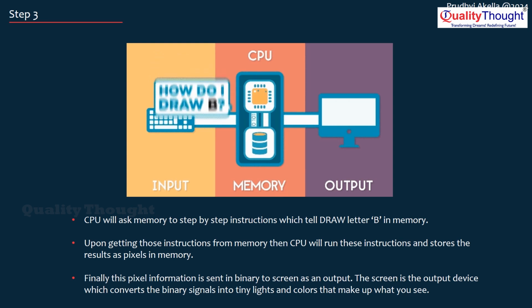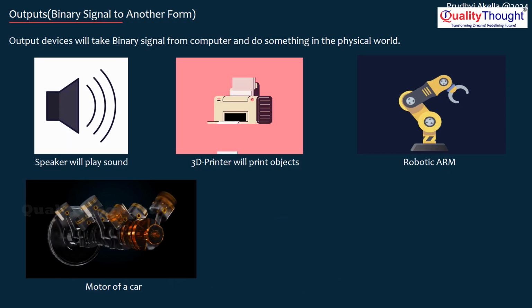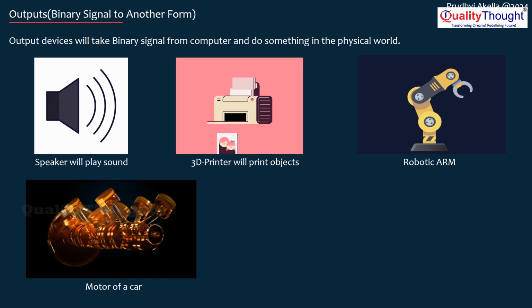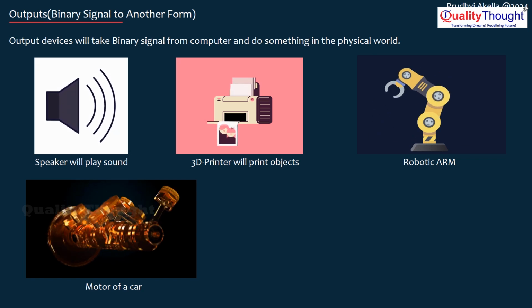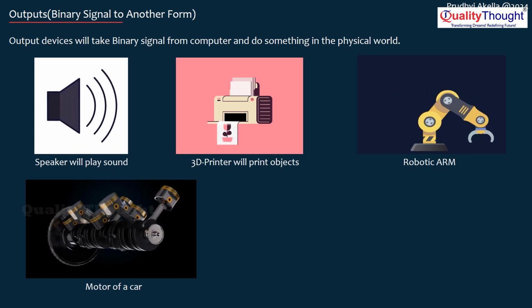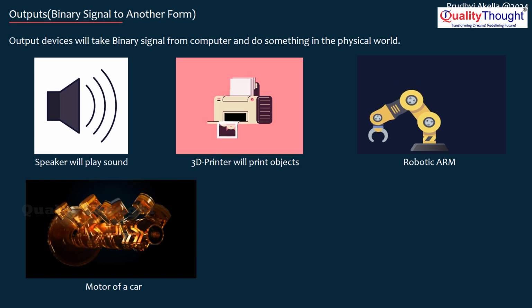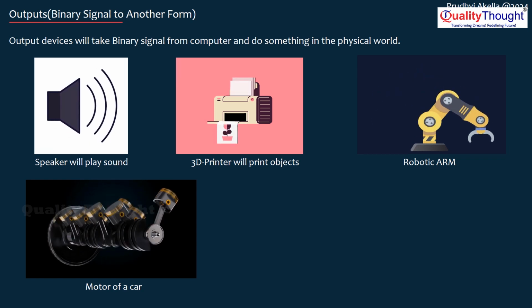The screen is the output device which converts the binary signal into the tiny lights and colors that make up what you see. Now, if you look at the output devices of a computer, their responsibility is to convert the binary signal into another form. Let's say you take a speaker as an example: its responsibility is to convert the binary signal into an electronic signal, which is further converted into a form that a human can understand as audio.